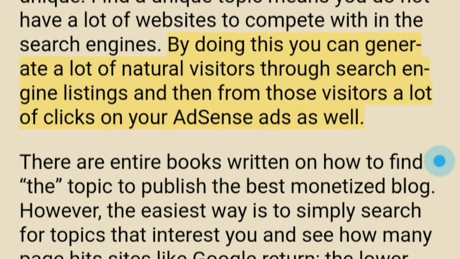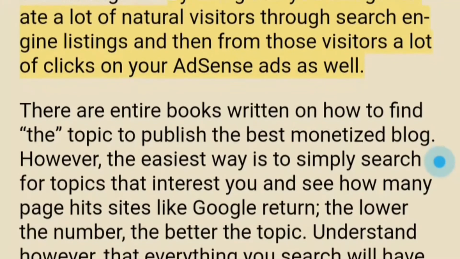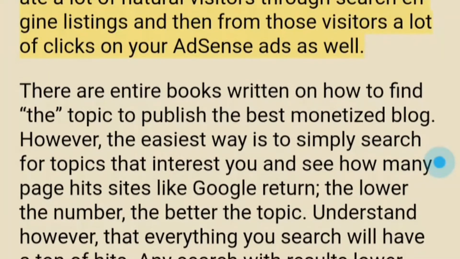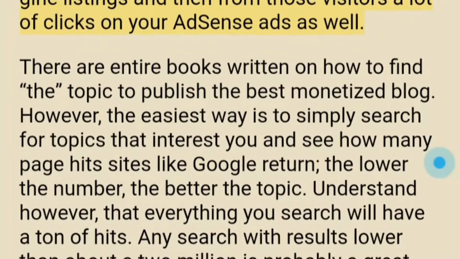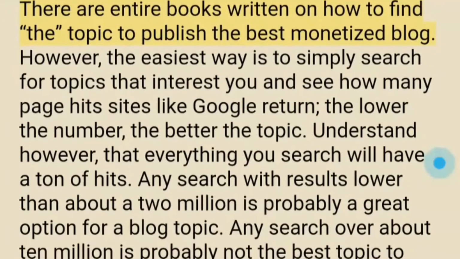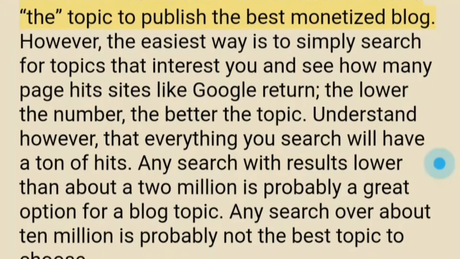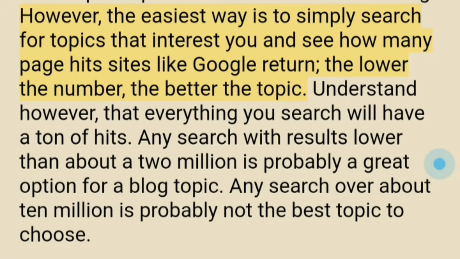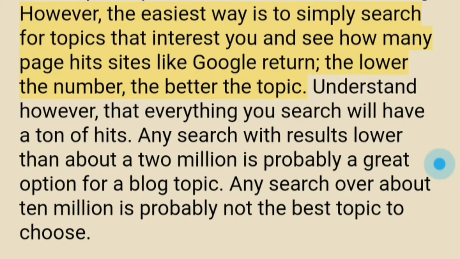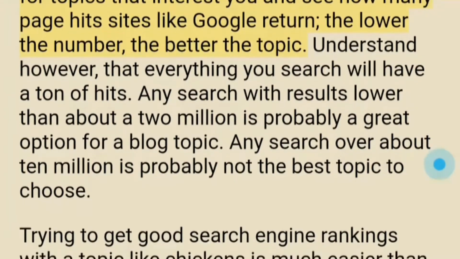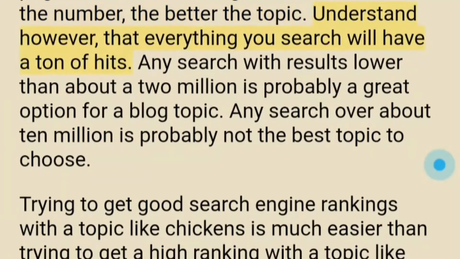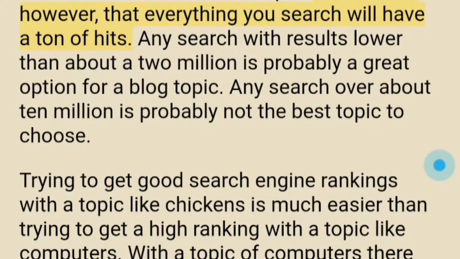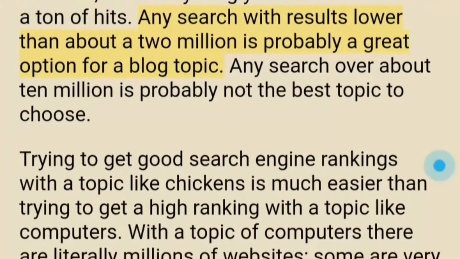Trying to get good search engine rankings with a topic like chickens is much easier than trying to get a high ranking with a topic like computers. With a topic of computers, there are literally millions of websites, some are very large sites, dedicated to the topic, all of whom you will have to compete with for rankings. Why try and compete with IBM and Dell when you can simply find something easier to blog on? It just doesn't make sense to try. Stick to the lesser keywords and you will see better traffic and Adsense income.